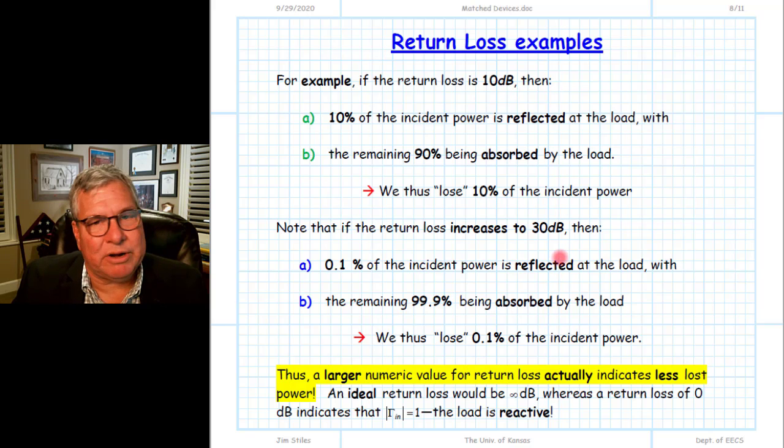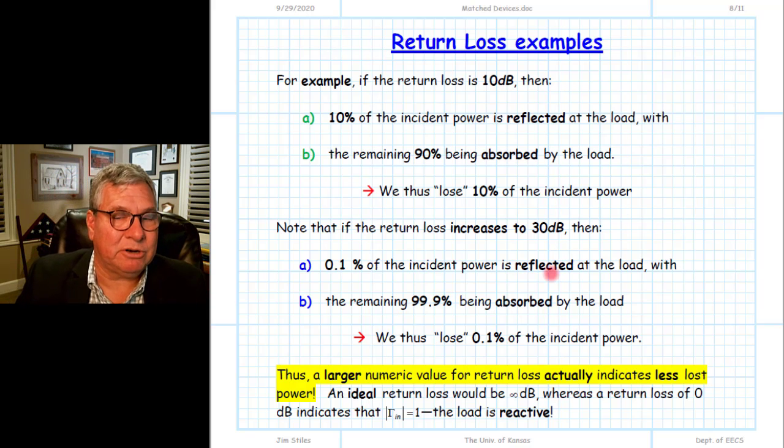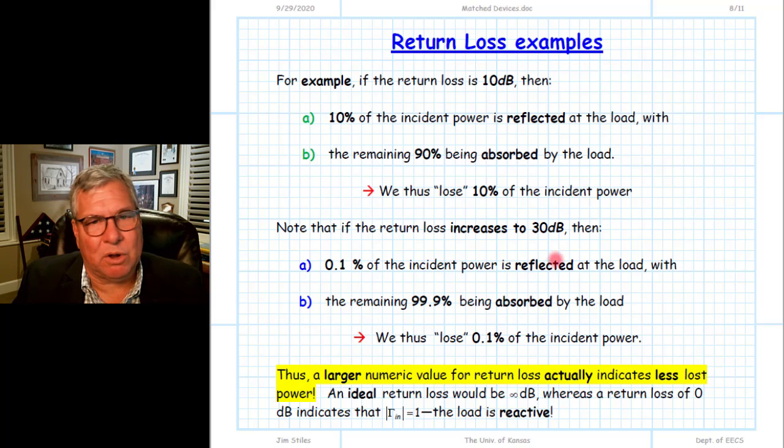Now let's go to a 30 dB return loss. 30 dB sounds bigger than 10 dB. It's return loss, so it sounds like we have more loss. But if we go through the math, 30 dB corresponds to a value of 0.001. 10 log 10 of 0.001 will give us minus 30, and we multiply that by -1. That gives us plus 30. So in this case, just 1/10 of 1% of the incident power is reflected, and therefore 99.9% of the incident power is absorbed by the load. That's a better situation than the previous one. We lose 0.1% of the incident power.